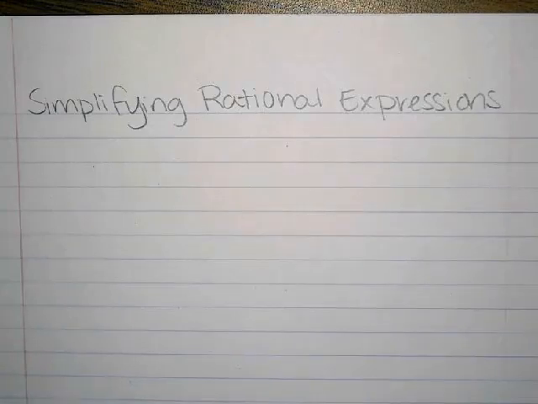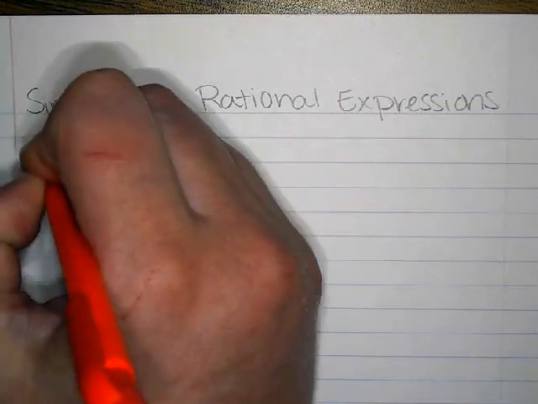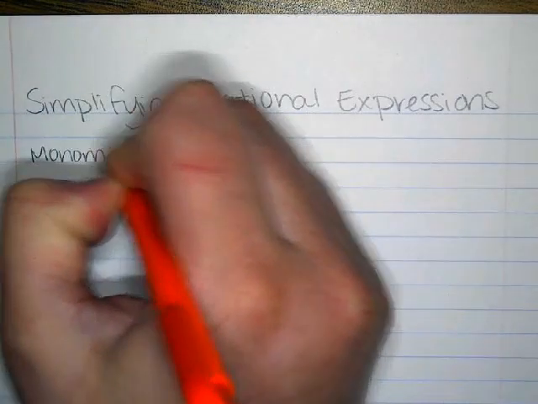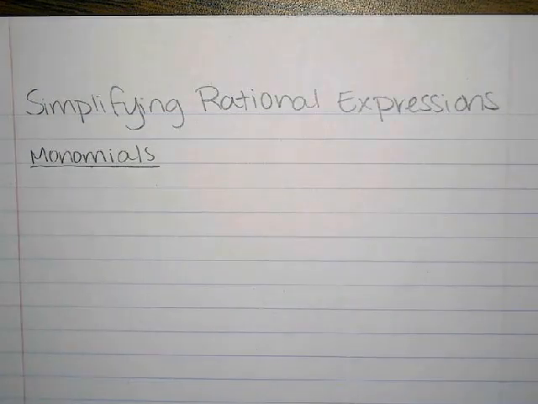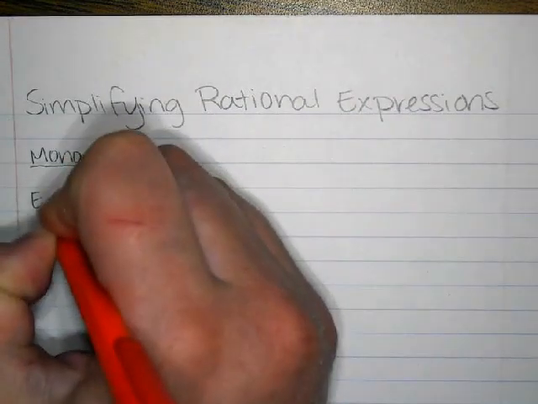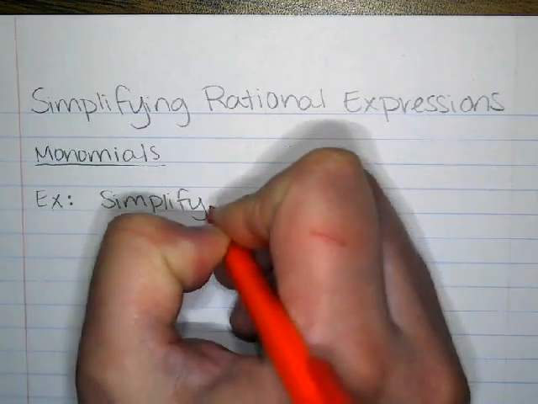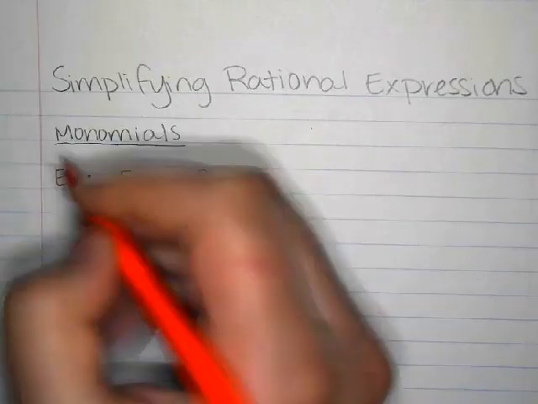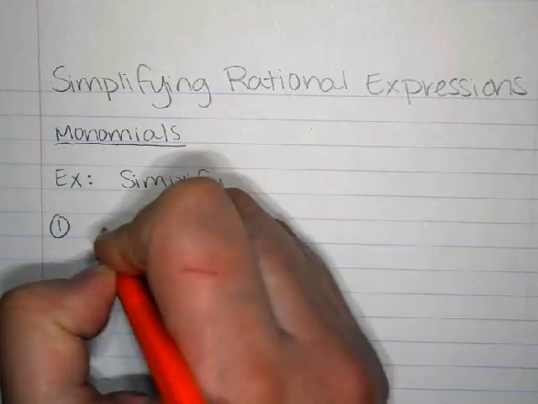All right, so the first types of rational expressions that we're going to look at how to simplify are going to be monomials. Monomial just means one term. It's going to be one term over one term. These are pretty easy. The instructions would just say simplify, or they might say simplify the rational expression, something like that. And these are going to be pretty simple for you guys to do using your calculators.